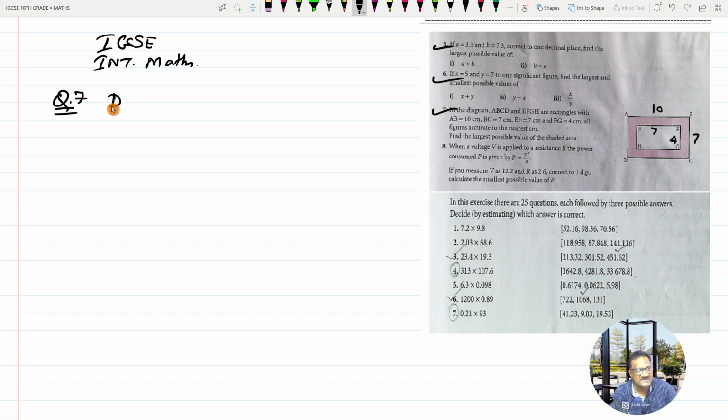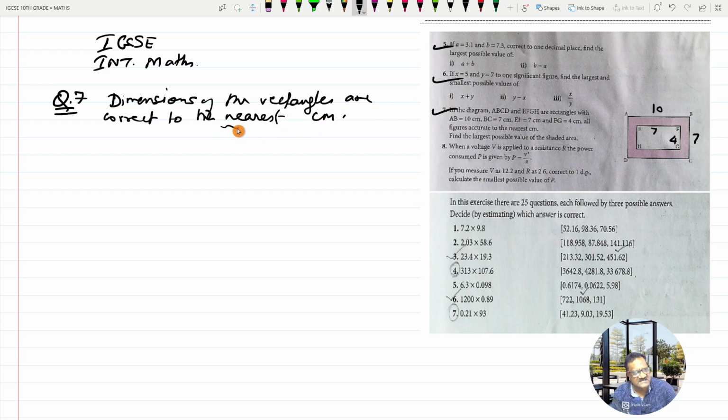So the dimensions of the rectangles are correct to the nearest centimeter. Now this is something known as accuracy. So accuracy is given as nearest centimeter, nearest 1 centimeter you can say, or just nearest centimeter, right? Now the question here is to find the largest possible value of the shaded area.